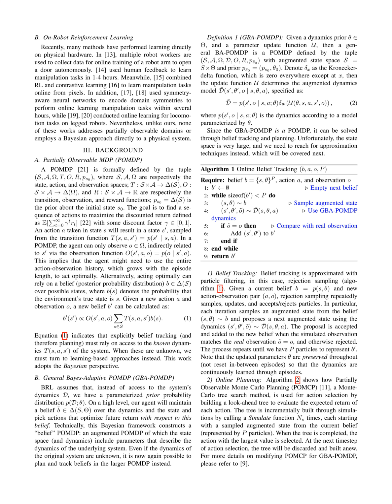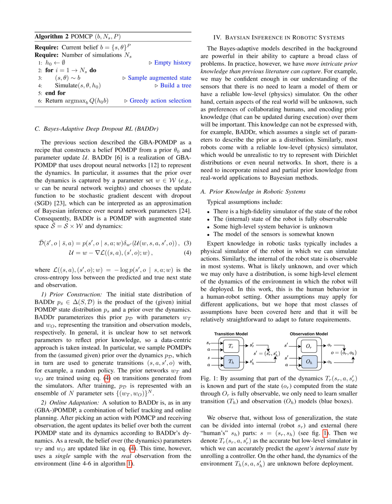The tree is incrementally built through simulations by calling a simulate function NS times, each starting with a sampled augmented state from the current belief, represented by P particles. When the tree is completed, the action with the largest value is selected. At the next time step of action selection, the tree will be discarded and built anew. For more details on modifying POMCP for GBA-POMDP, please refer to Algorithm 2, POMCP-NSP.